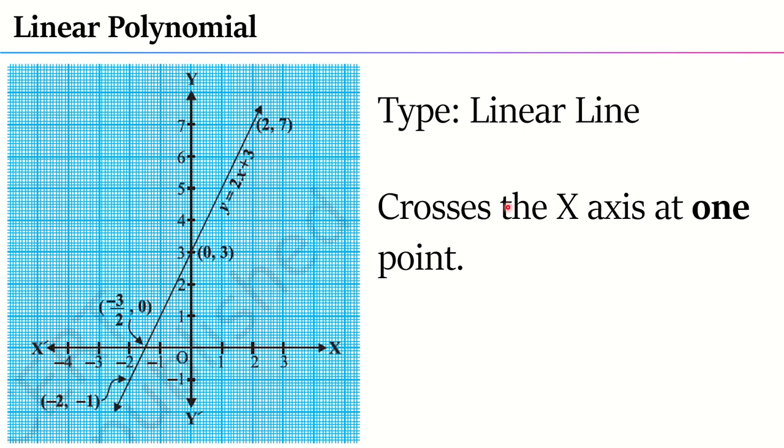So, when a linear polynomial is made as a graph, you get something like this. And wherever the line crosses the x-axis, that is the zero of the polynomial. So in a linear polynomial, there can be maximum one point where the line crosses the x-axis. So there will be one zero.